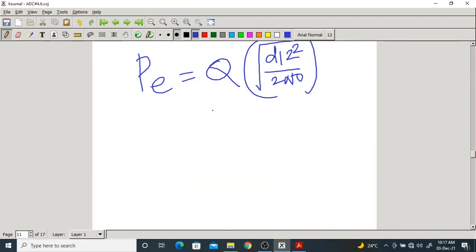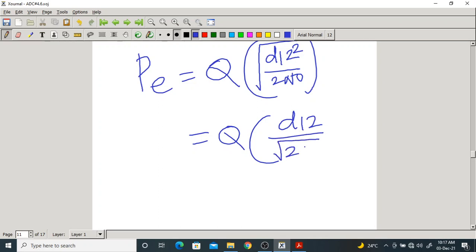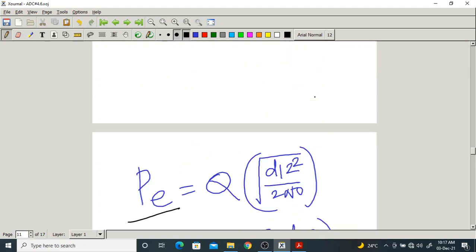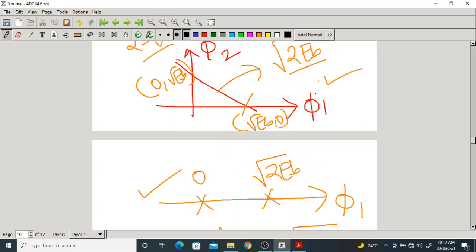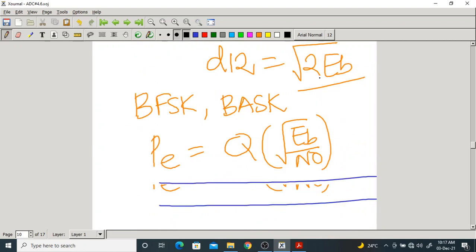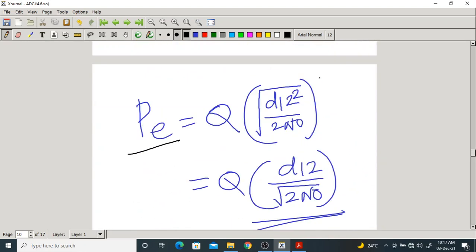Otherwise, in simplest terms, you can also write d12 by square root of 2n naught. Here the logic is you don't need to remember the probability of error formulas. The only thing you should remember is the constellations. If you know the constellation, you can simply write the probability of error formula. This is one formula for all techniques.